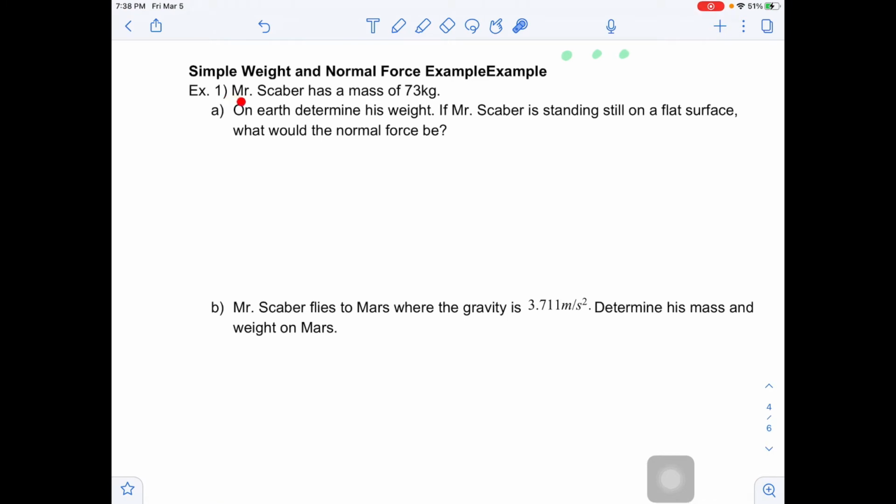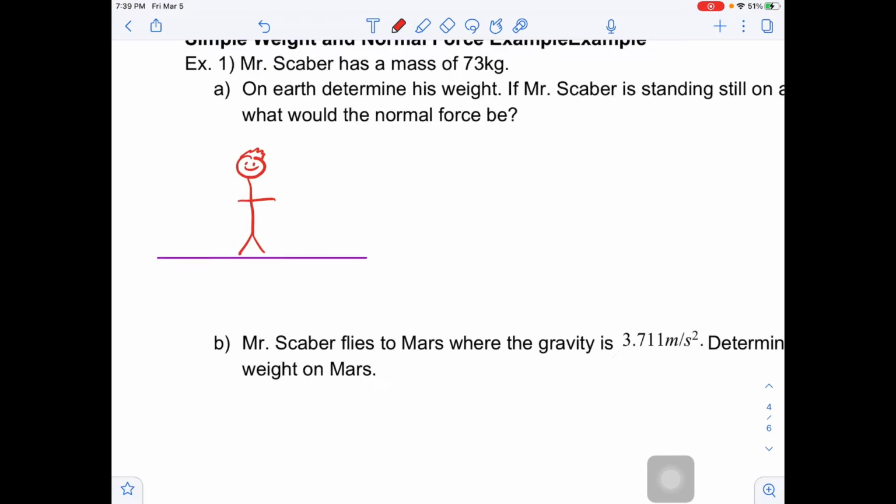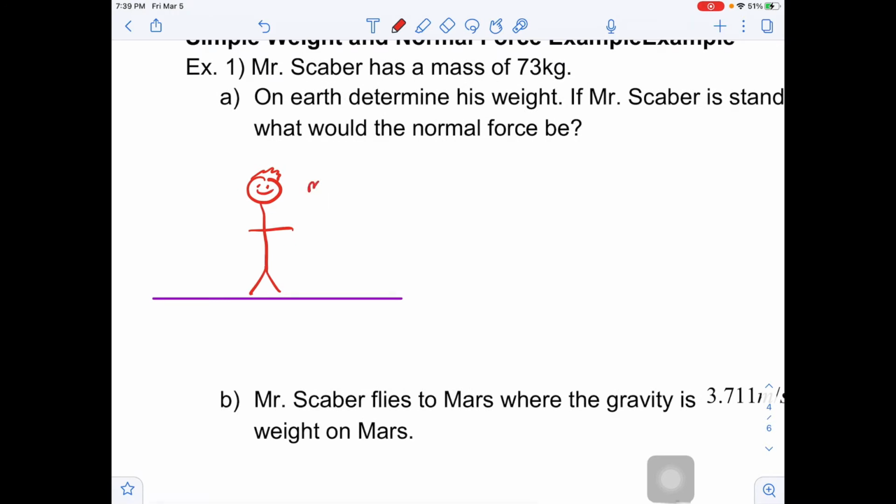So example one: Mr. Skaber has a mass of 73 kilograms. On Earth, determine his weight. If Mr. Skaber is standing still on a flat surface, what would the normal force be? So let's just say I'm chilling on a flat surface here. So here I am. Pretty good drawing, very accurate. And we are told that my mass here, of Mr. Skaber, is 73 kilograms.